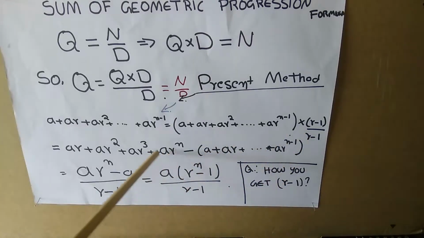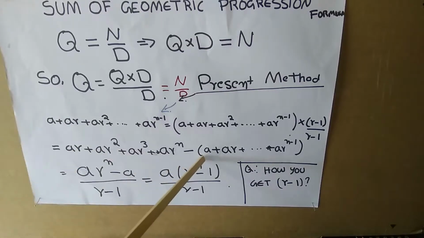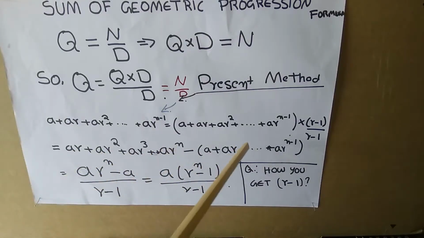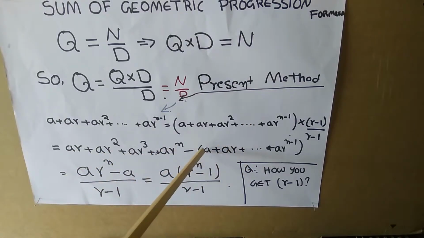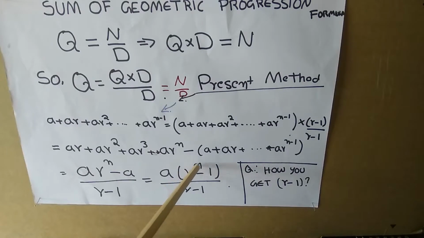In the subtraction calculations, if you directly subtract ar minus ar square minus ar, you won't get the answer. Tricks are also used to do the subtraction calculation. So you will get the answer as a into r power n minus 1 divided by r minus 1.